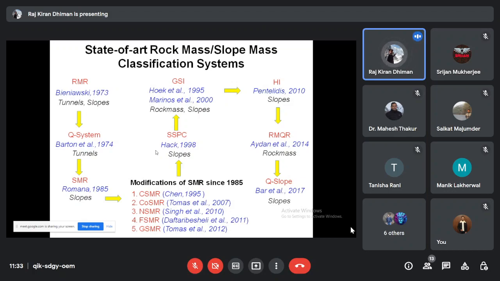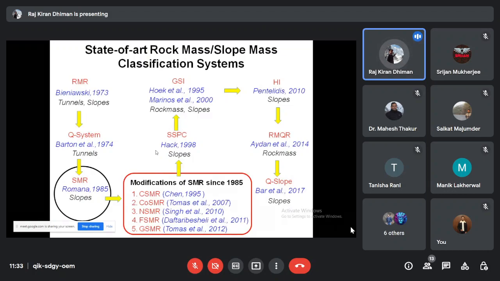Actually, these classification systems, and then there was a Q system, which was developed by Barton and others, and it is majorly used in the tunnels. And then came SMR, which is using RMR as a base. I will explain that in detail. So today we are more interested in the SMR only.